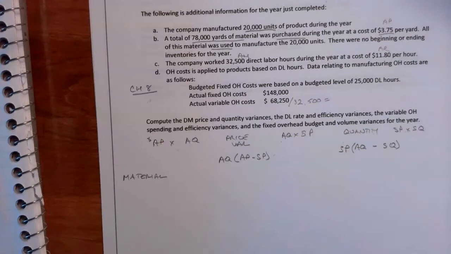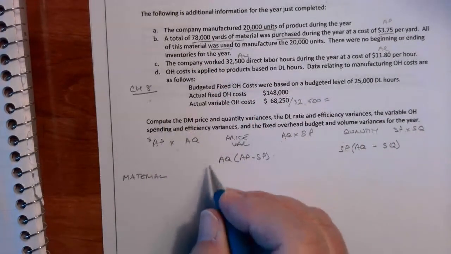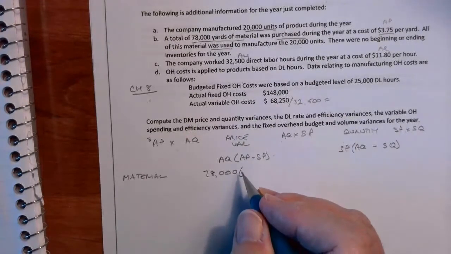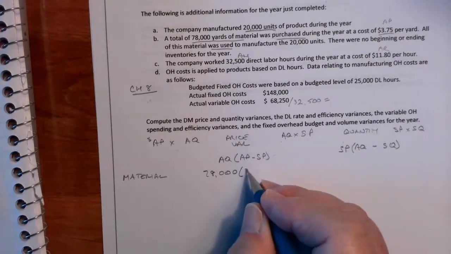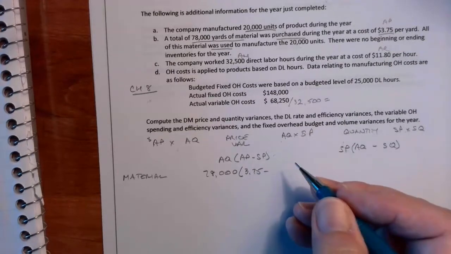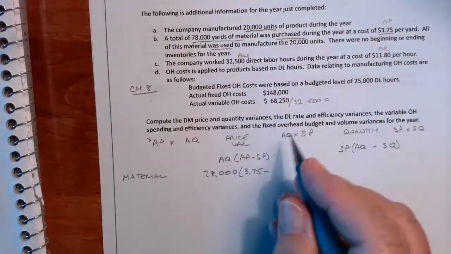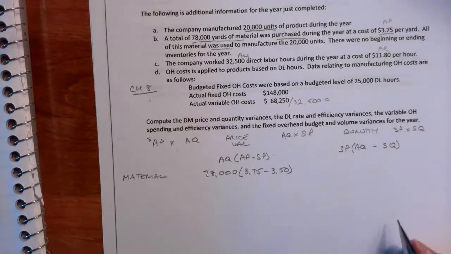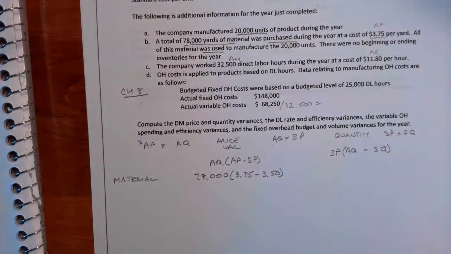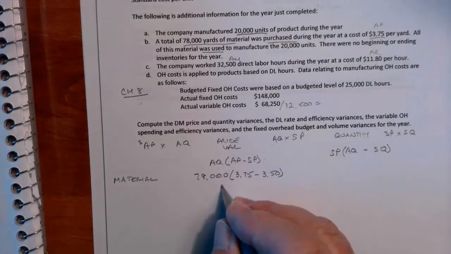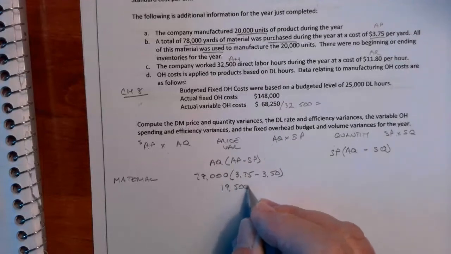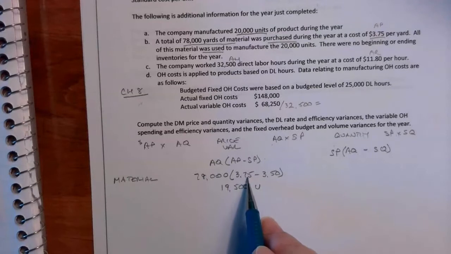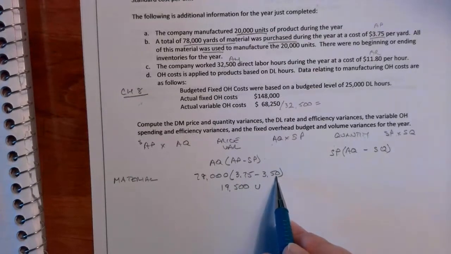So for my material variance, my actual quantity was 78,000 yards times the actual price. Actual price was $3.75 per yard. And our standard price is up here. Standard price is $3.50 per yard. Okay? So that gives us 78,000 times 0.25, which is $19,500, and it is unfavorable. And it's unfavorable because we actually paid more than what our budget was.